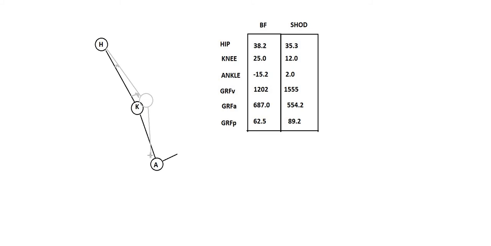Something like that. So we're comparing this to this. In this condition, when we say knee flexion, we're basically talking about the position of the lower leg relative to the upper leg, so the tibia and fibula relative to the femur, the thigh. So there has been a significant increase in knee flexion in our SHOD condition.